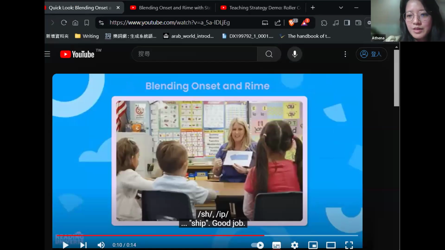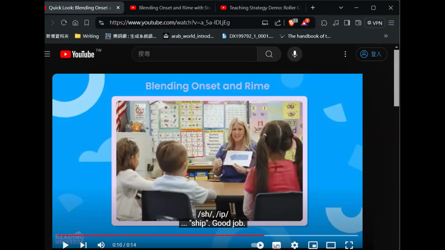How about Matt? Yeah, I don't know if I noticed anything weird. I think you can see sort of like the onset sound and then the rhyme, and I think the teacher very quickly has them sort of put it together. But no, I'm not exactly sure what was weird about that.